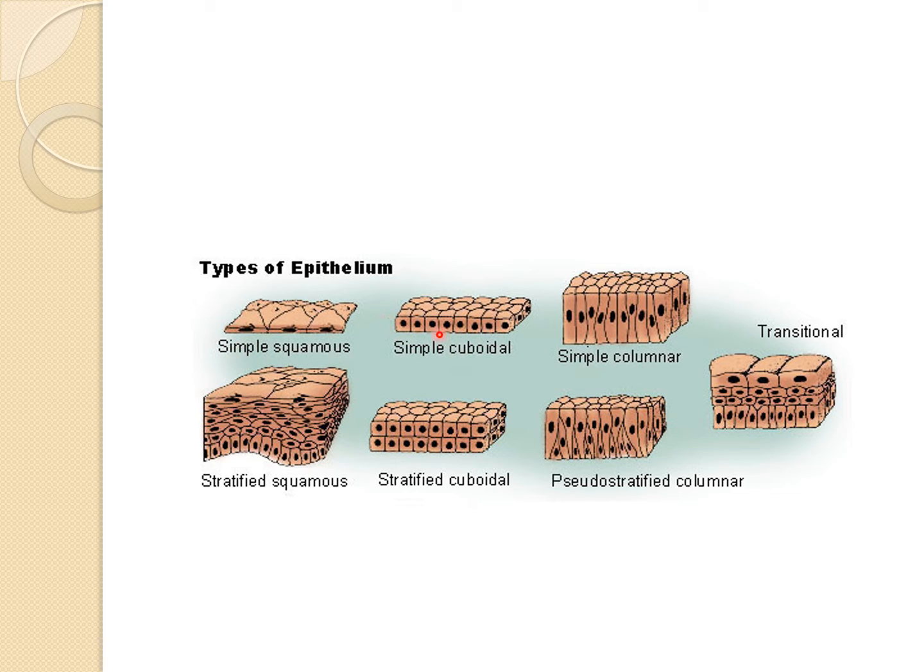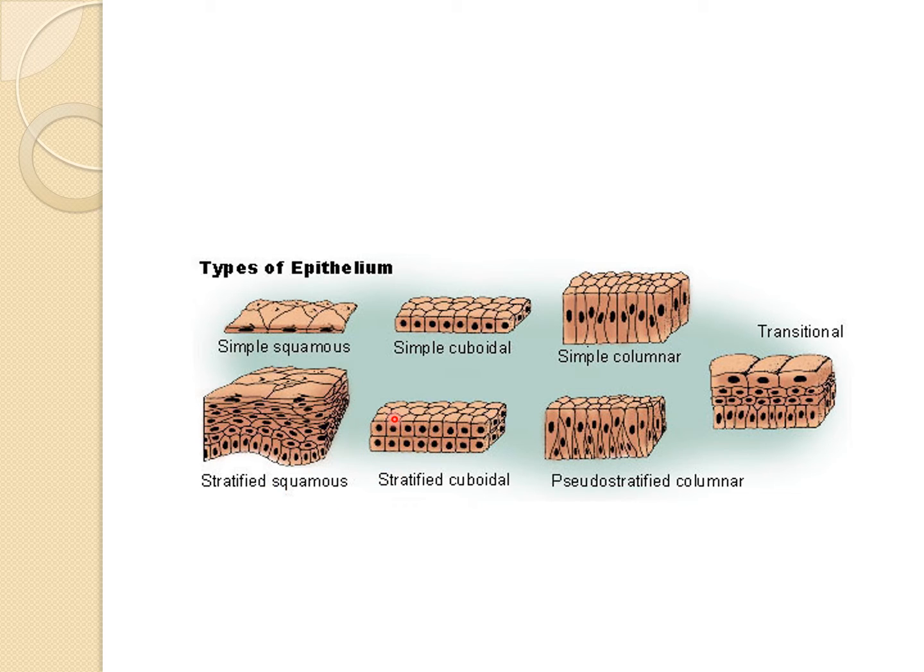Where the cells form a single layer but the shape is cuboidal, the name given is simple cuboidal epithelium. Here the cells are columnar in shape, so it is called simple columnar epithelium. These are single layers, so the name given is simple epithelium. Here there are more than 2 to 3 layers, so the name given is stratified. The shape of the cells is squamous, so it is called stratified squamous epithelium.